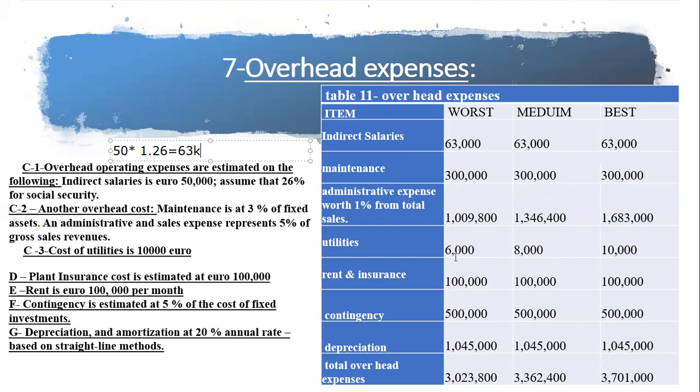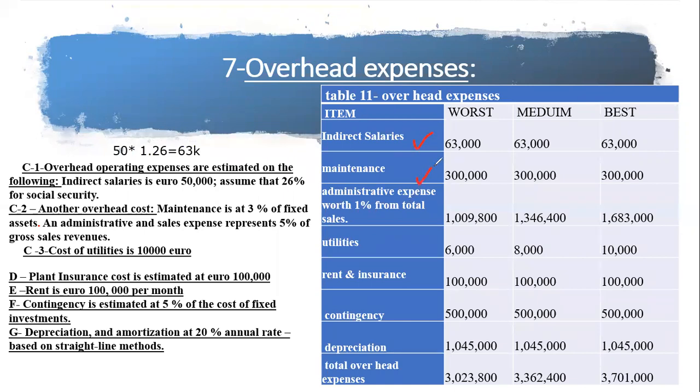Cost of utilities is 10,000. This is the utilities, but here the utilities are different. If it is rated capacity, 60% of the 10,000 is 6,000, and 80% of the 10,000 is 8,000. So I need to focus on something important: you have to be alert that we have something constant, which is the indirect salaries.